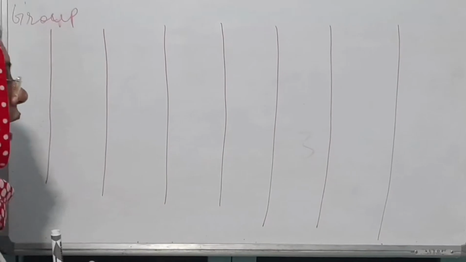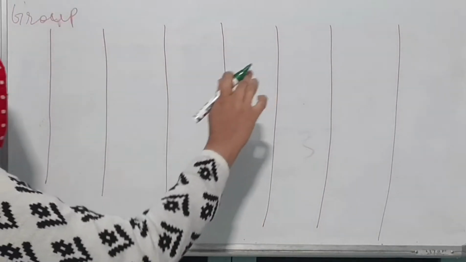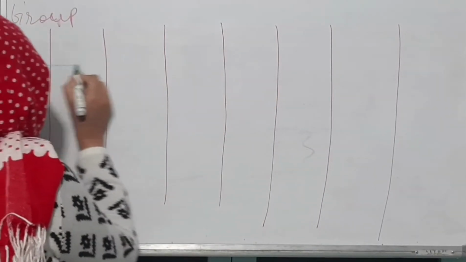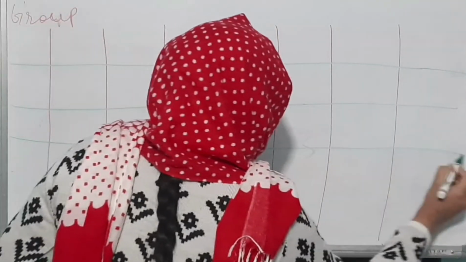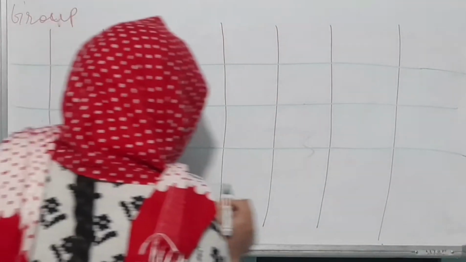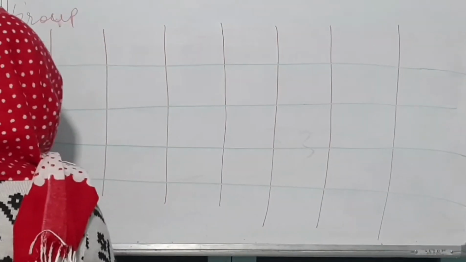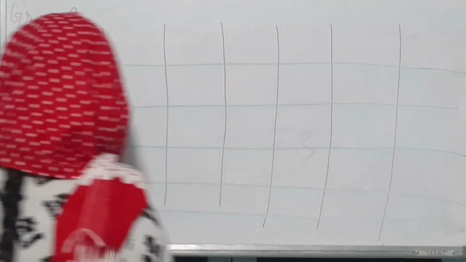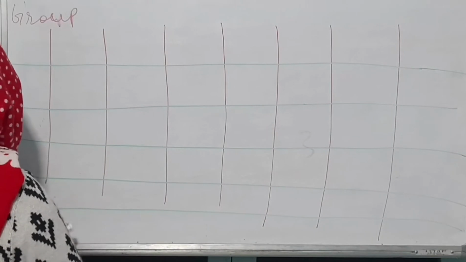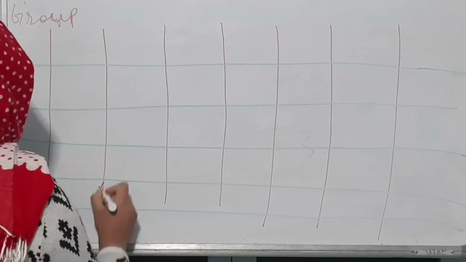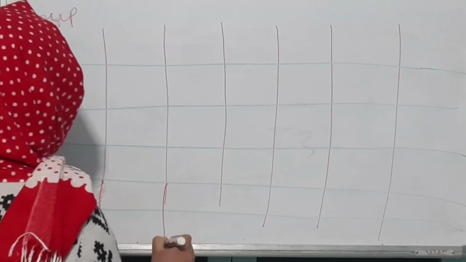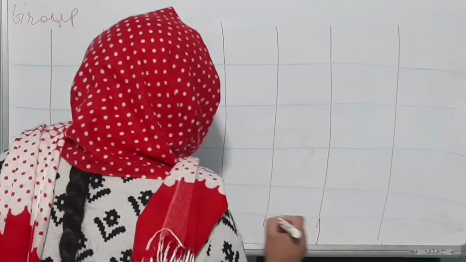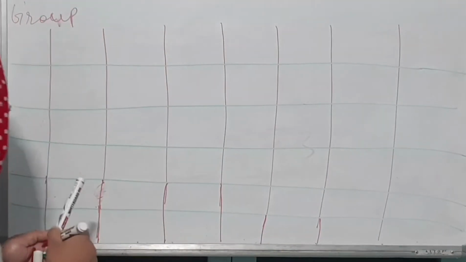Okay. And 6 horizontal rows: 1, 2, 3, 4, 5, and 6.